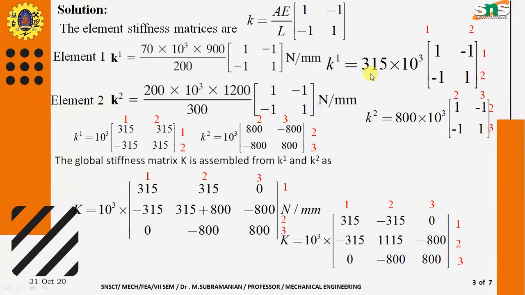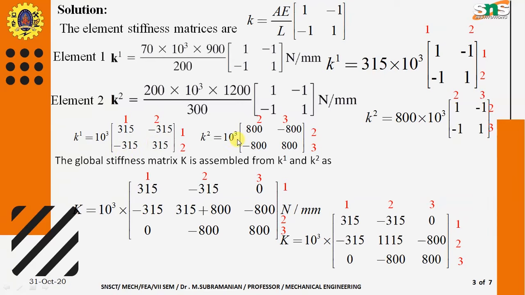So 315 into 1, 315 minus 350, minus 350, 350. So the constant value we have to multiply into the 2 cross 2 matrix. Finally, we obtain the stiffness matrix for element 1.